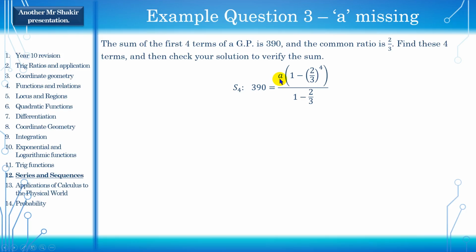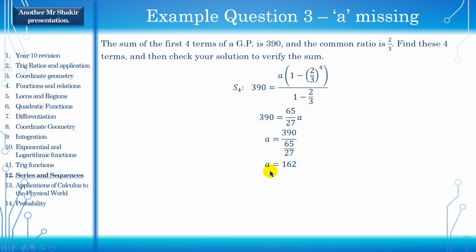Note, only A is missing. So if we rearrange this, simplify this, and so on and so forth, we'll get A. Right, simplify it, and then multiply that over, divide, and you get A is equal to 162.